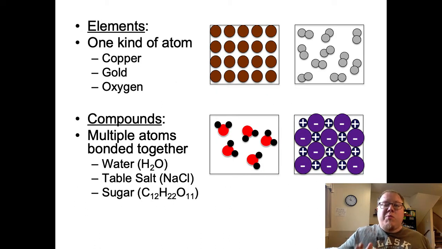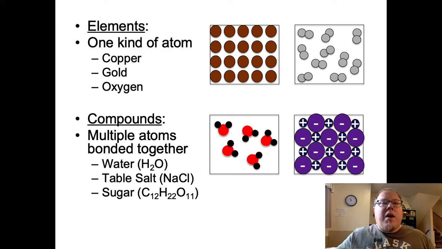Okay, an element is when you have only one kind of atom. So, for example, copper, gold, oxygen. If I had a chunk of copper, it would just be all copper atoms. Or if I just had some oxygen in a container, it would only be oxygen atoms in there, even if they would be bonded together to make O2. So that is an element.